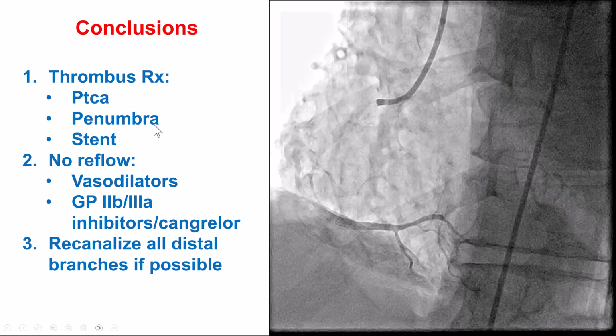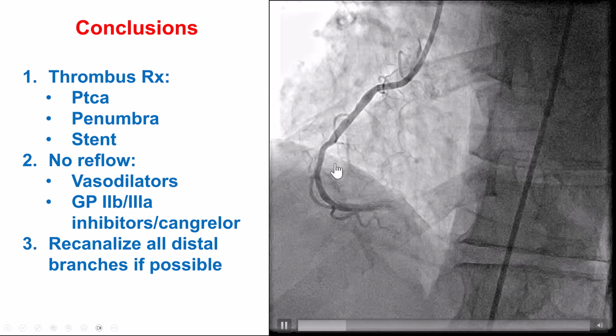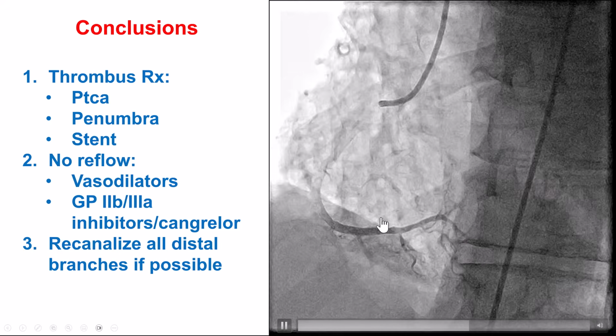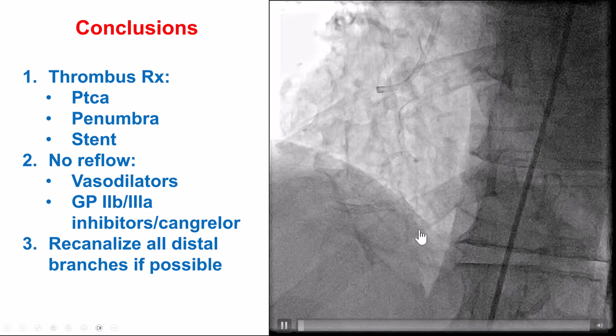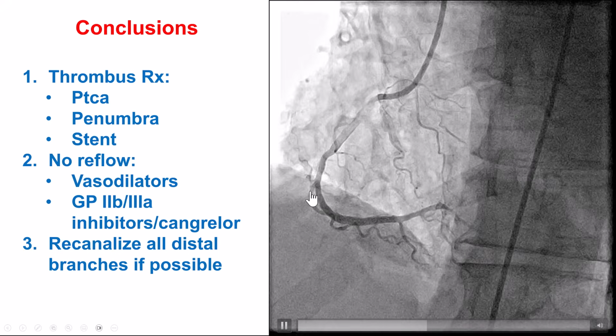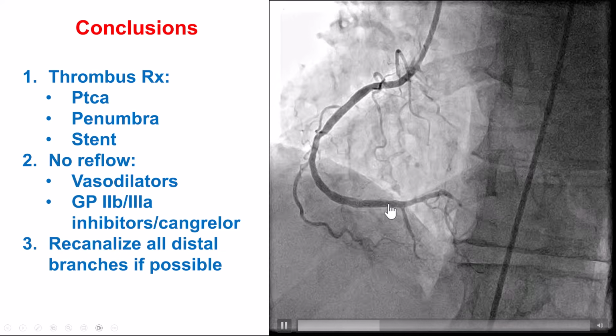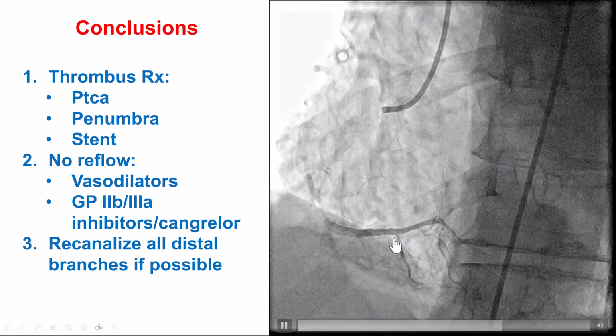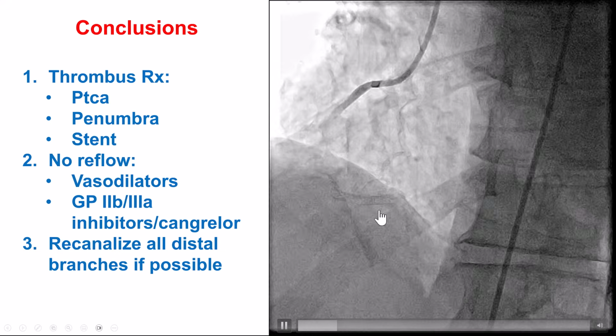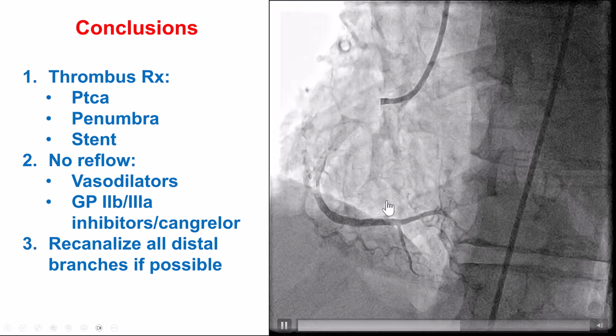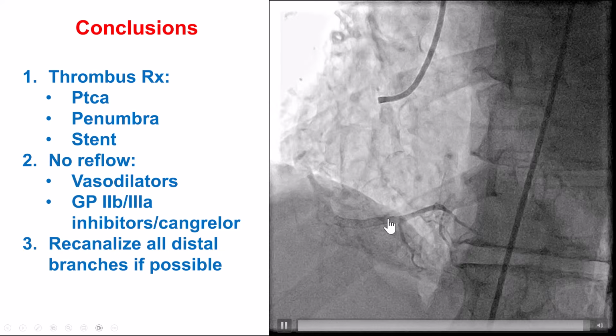We also tried to do initially the aspiration thrombectomy, but the Penumbra catheter would not cross through the initial lesion because it was too tight. But after we placed the stent, we were able to do aspiration thrombectomy both into the PDA as well as to the right posterolateral to treat some of the thrombus that got squeezed after we placed the stent.